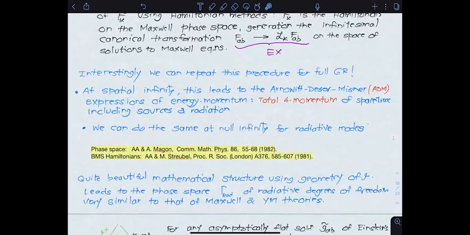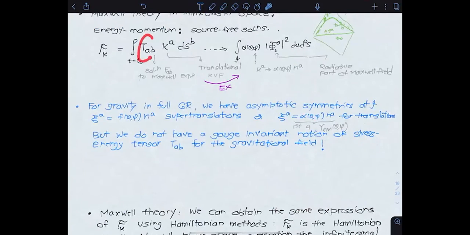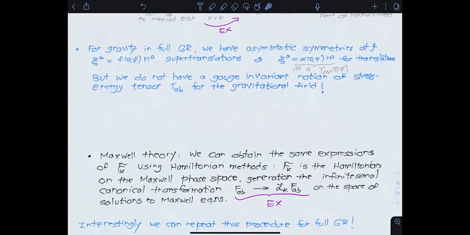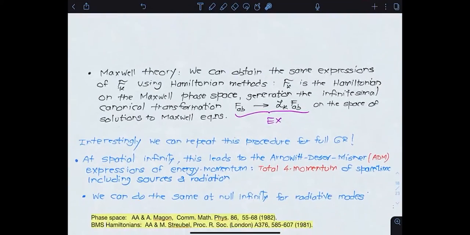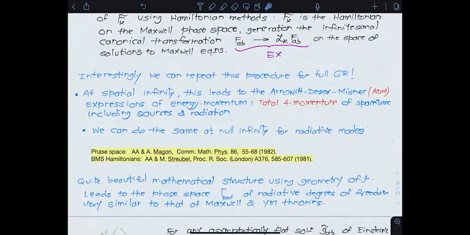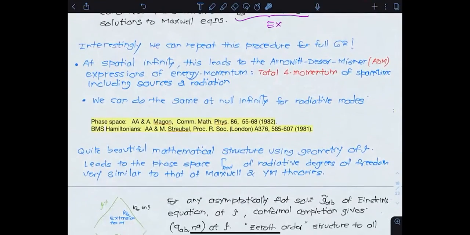Therefore, we can say that I don't really need the stress energy tensor to talk about the total energy flux across any surface, either this surface or this surface. I do not need that. What I would need is just Hamiltonian methods. So maybe we can use these Hamiltonian methods also in general relativity. And interestingly, this is true.